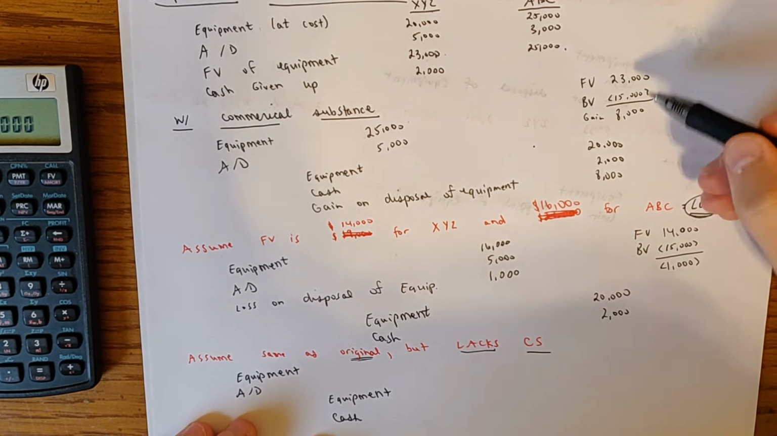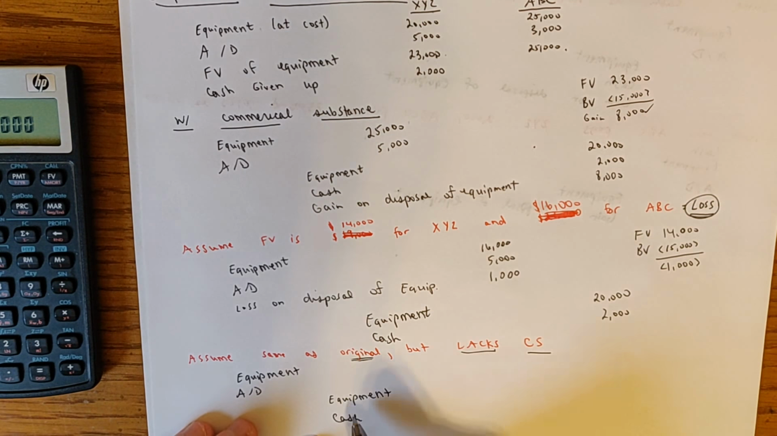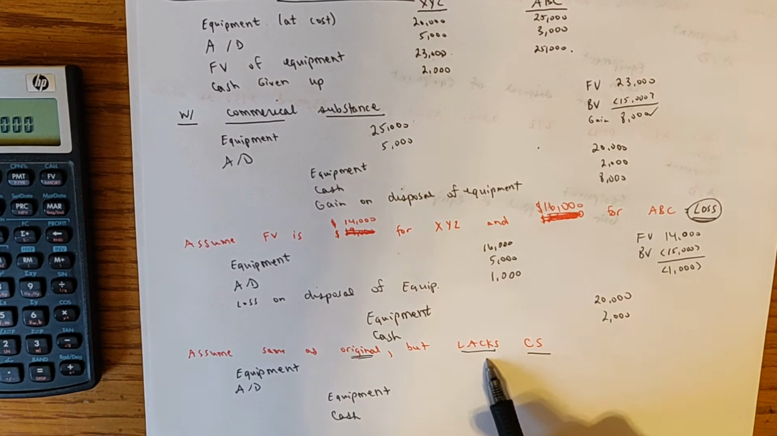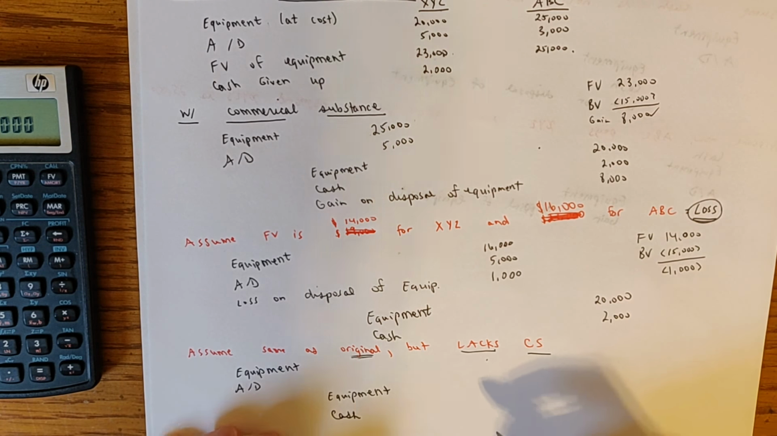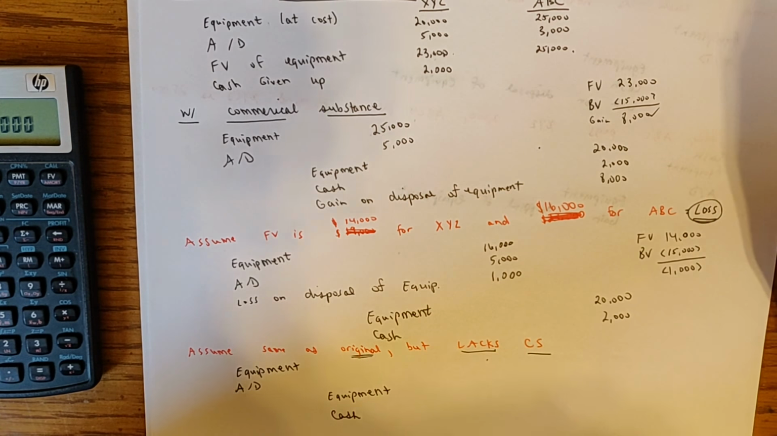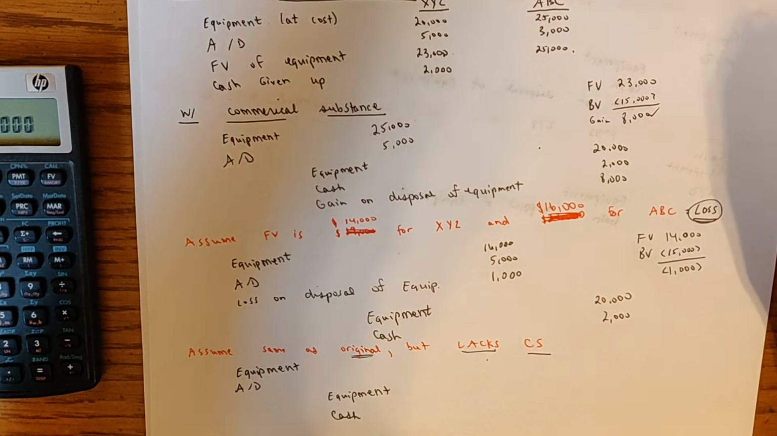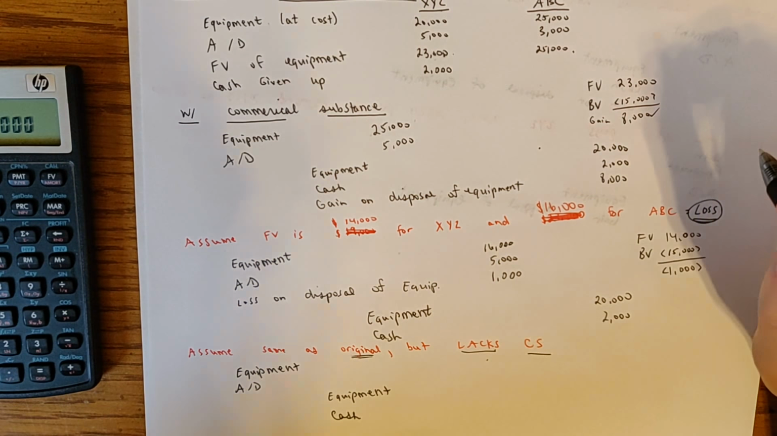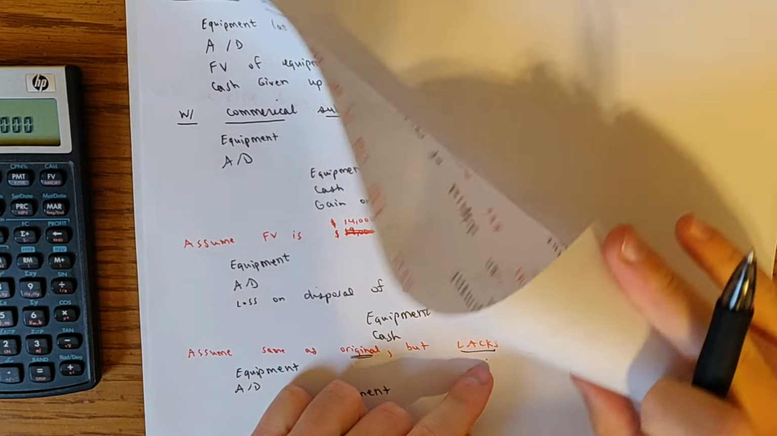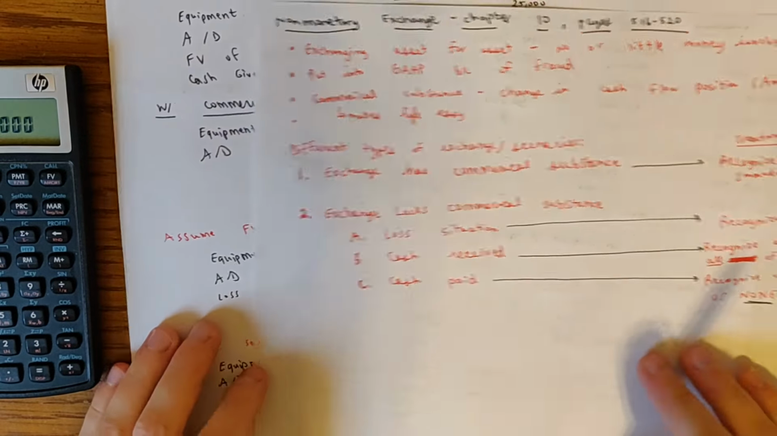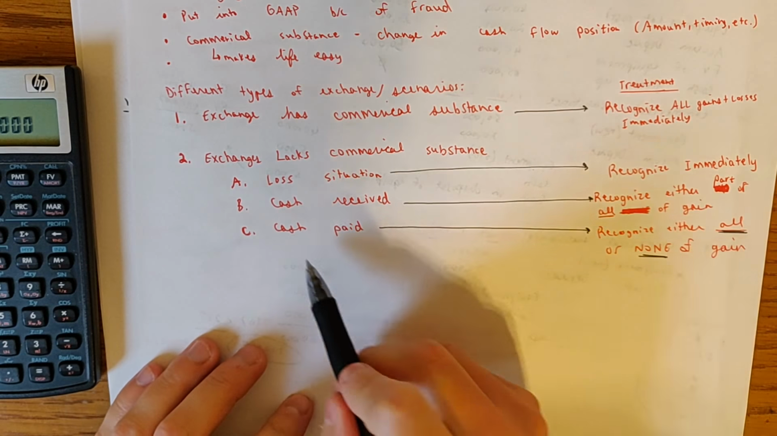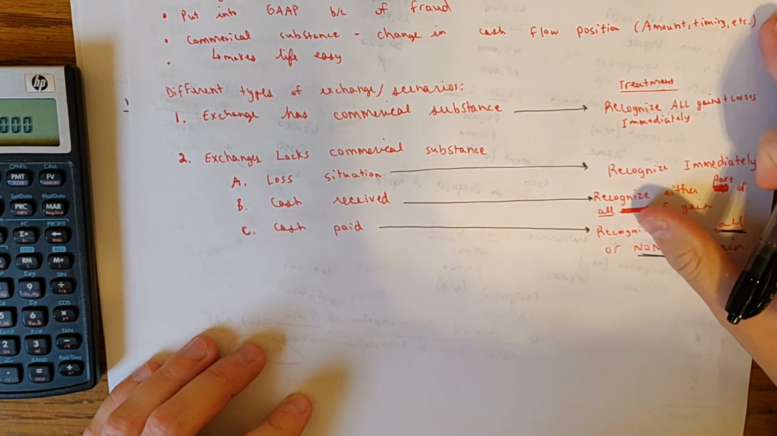We would have done this calculation, saw a gain of 8,000. And then we would see, okay, we lack commercial substance. Well, are we going to recognize a gain? Well, if we think back, we would say, okay, we're in the situation where we're paying out cash. Okay, and if we're paying out cash, then we're either going to recognize all of the gain or none of the gain. Okay, we can actually see right here, cash paid, recognize either all or none of gain.